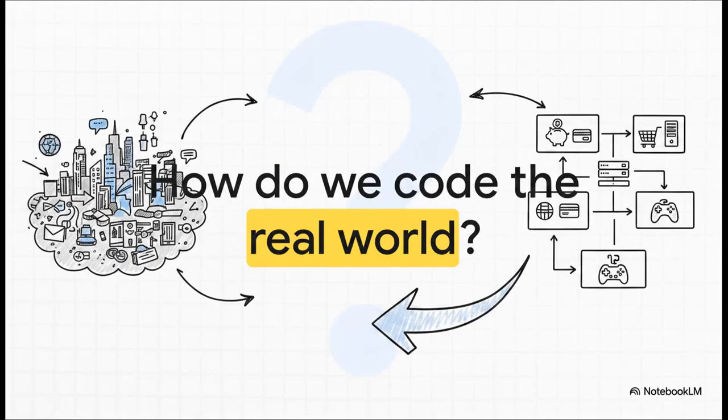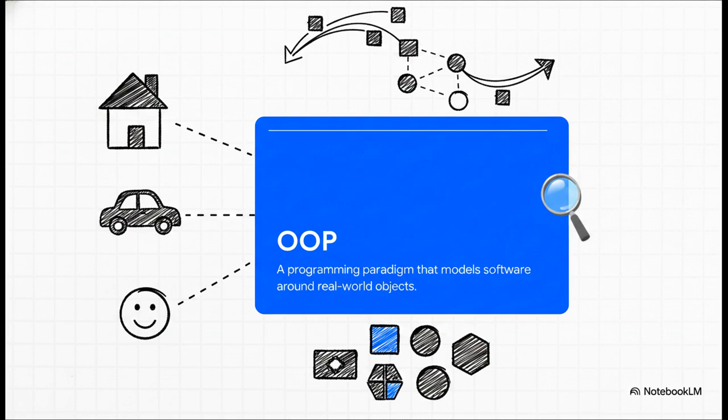Think about the sheer chaos of the real world for a second. If you're building a massive e-commerce platform, a banking app, or a sprawling video game, you're dealing with billions of interactions and completely unpredictable variables. So how do we take all that noise, all that physical complexity, and translate it into structured, organized, and bug-free code inside a computer? Honestly, this is the exact puzzle software architects obsessed over for years. Well, that's exactly where object-oriented programming comes in to save the day.